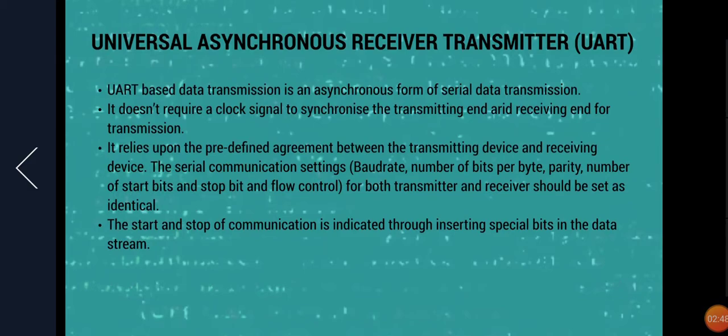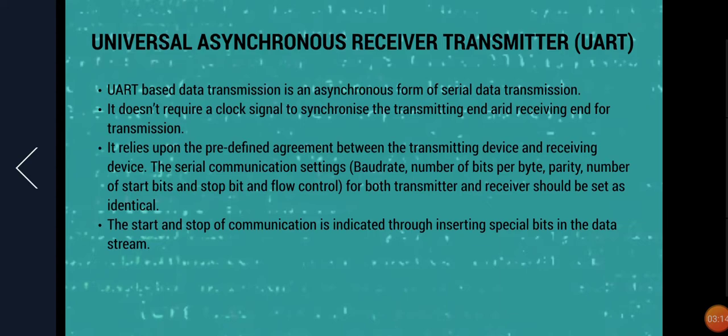So we have studied about SPI. Now let's look into universal asynchronous receiver transmitter, that is UART. UART based data transmission is an asynchronous form of serial data transmission. It doesn't require a clock signal to synchronize the transmitting end and receiving end for transmission. It relies upon the predefined agreement between the transmitting device and receiving device.